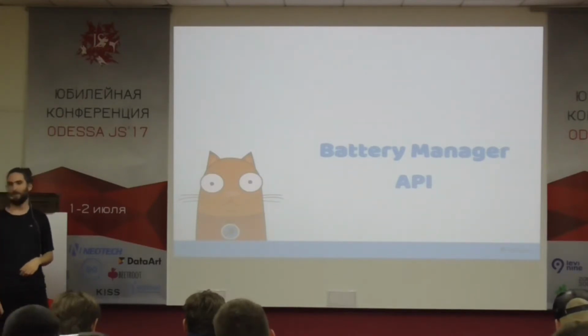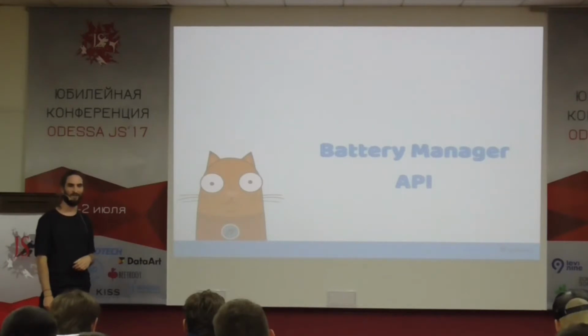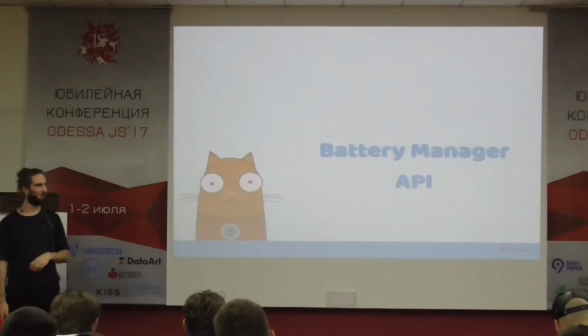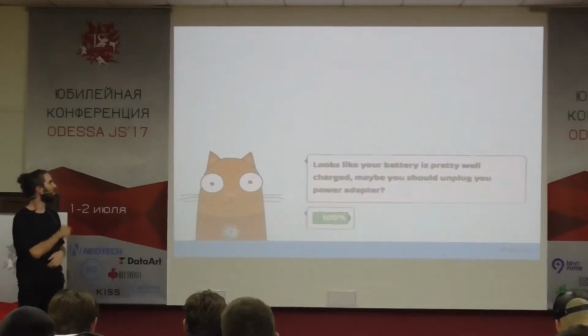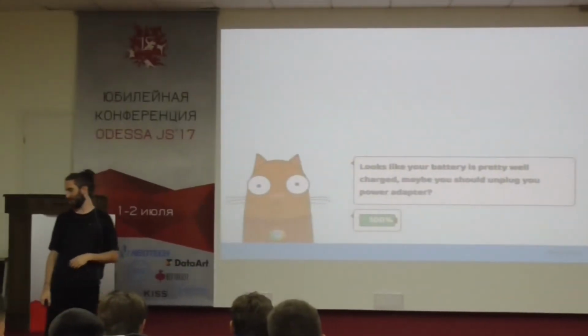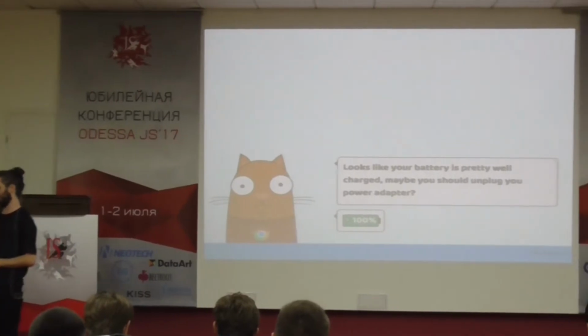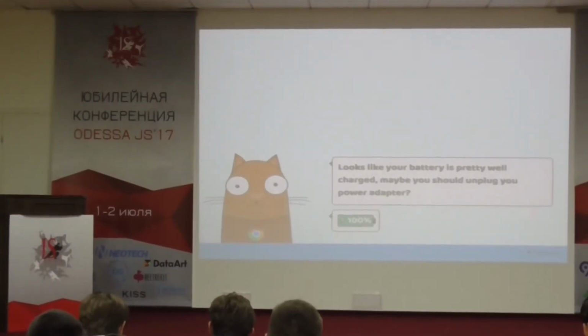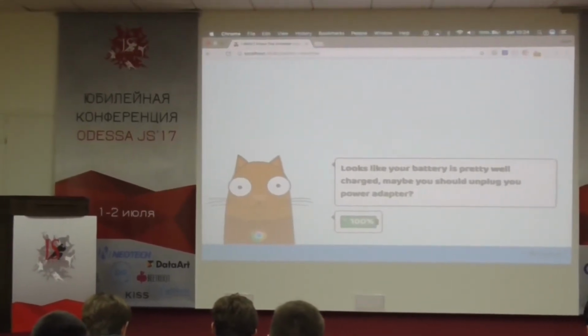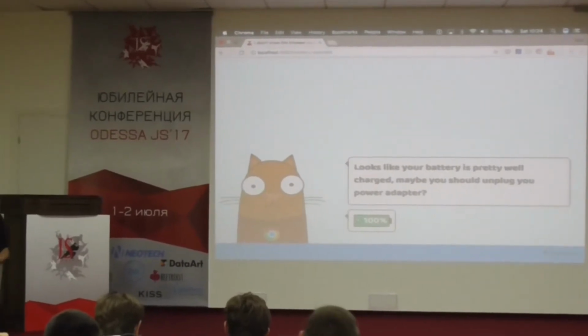The next one is the battery manager API. That's right, your browser can also know the status of your battery. It's a bit stalkery, but still, it's possible. So, as you can see, my browser says that my MacBook is charging and that my battery level is 100%, which, as you can see, is accurate.